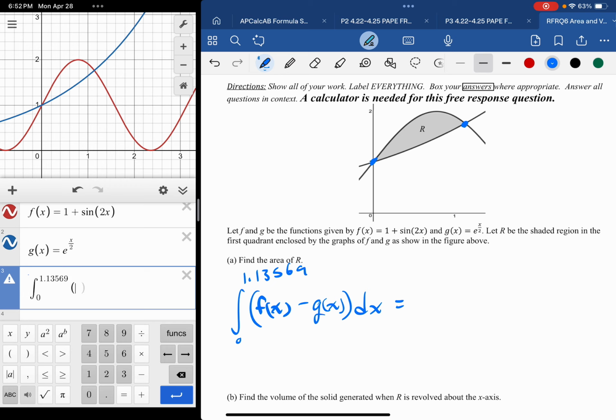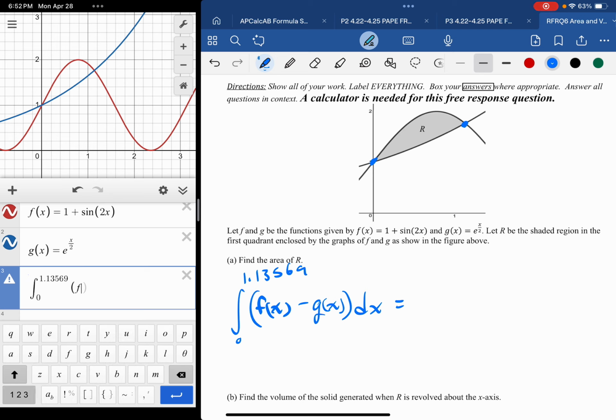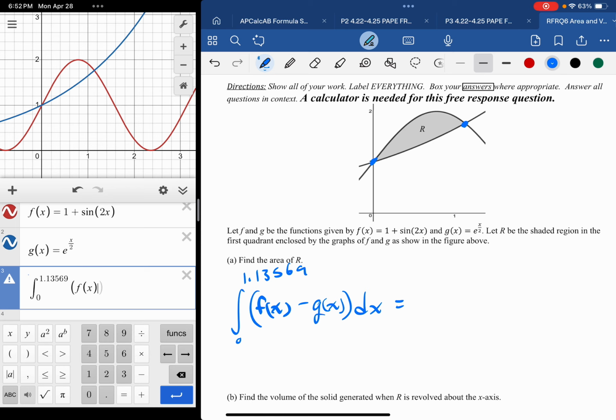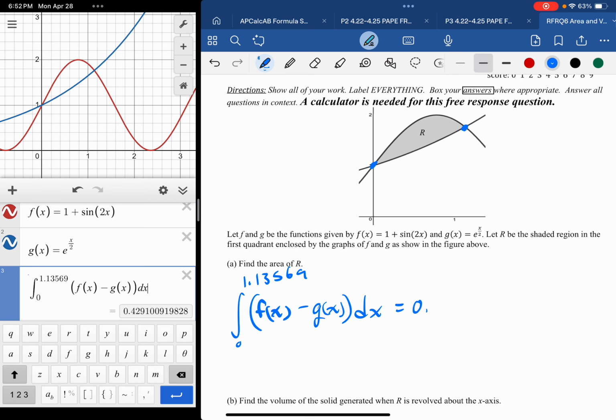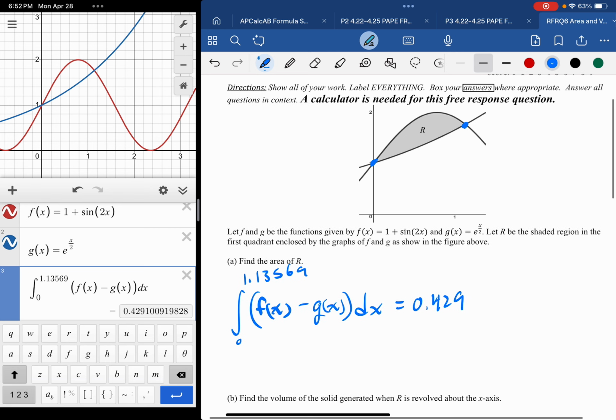Next, I'm going to do an open parenthesis because you have to put parentheses around your integrand in Desmos. And then I'm going to put f, so f of x. You got to make sure you do that for the calculator. And then minus g, close the parenthesis, and then dx. Just like in your work, you can't forget that dx. So my answer is going to be 0.429. And yes, you can write all those numbers if you want, but I'm just going to round to the nearest third decimal. Okay, and then after I finish, we'll go check my answers and see if I'm right.